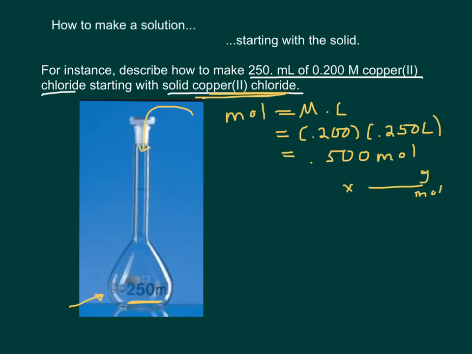The molar mass of copper 2 chloride, CuCl2, is 134.45. So if we do that out, we get 67.2 grams of copper 2 chloride.